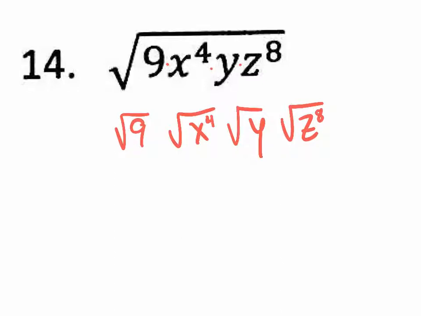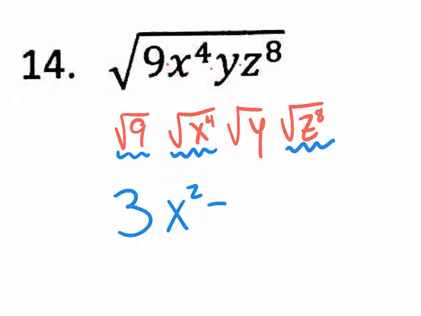So what it really becomes is 4 simple problems, all right? Could you do the square root of 9? Yeah, it's 3. Could you do the square root of x to the 4th? That's half of 4, which is x to the 2nd. That's right. Could you do the square root of y? No, that's just going to stay the square root of y. But could you do the square root of z to the 8th?